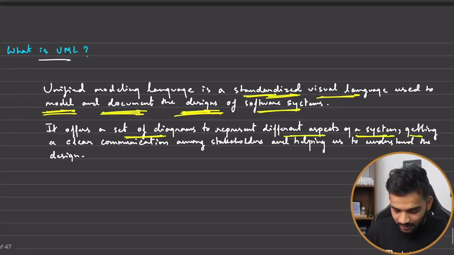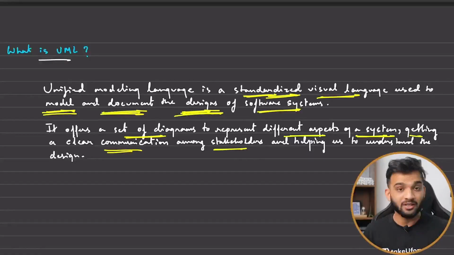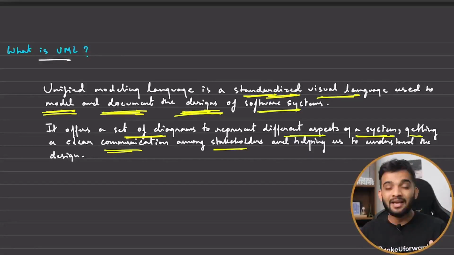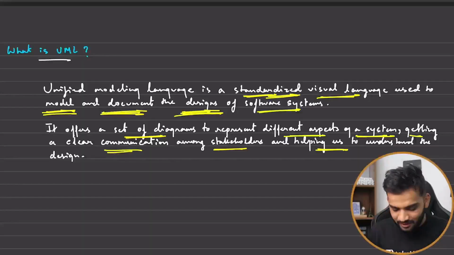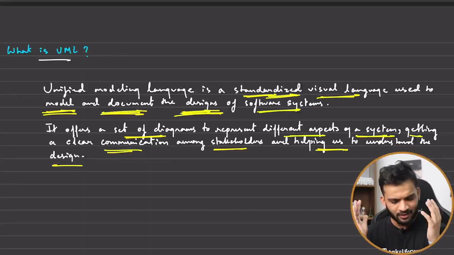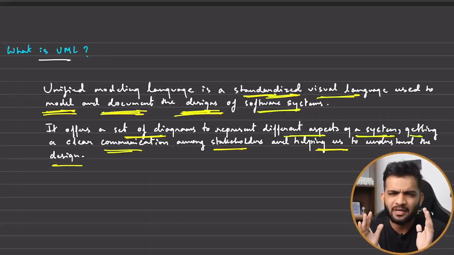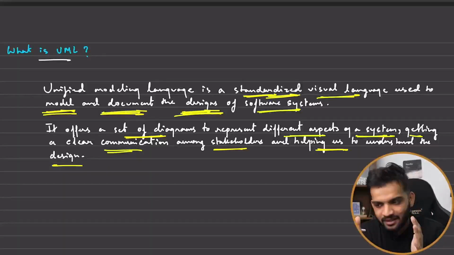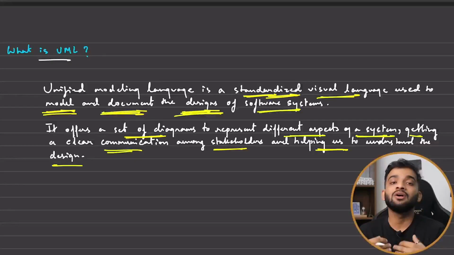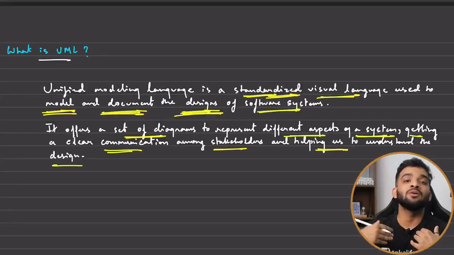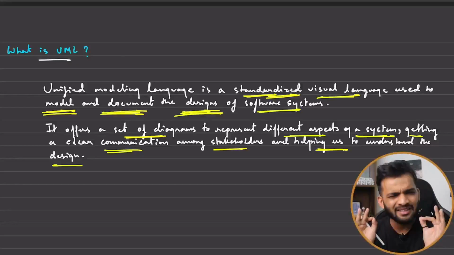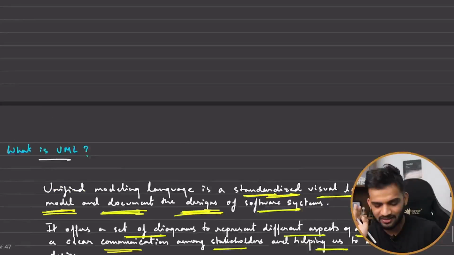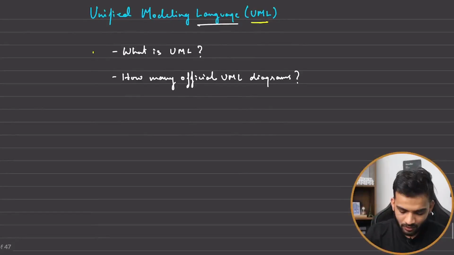Now, getting clear communication among stakeholders, as I said, through that design, you will be able to convey your thought process to the stakeholders and help them understand the design. Got it? So I think the definition is pretty clear. It's a standardized process that we follow to convey our design to stakeholders. And it's an easy process. Okay, so we understand the definition now.